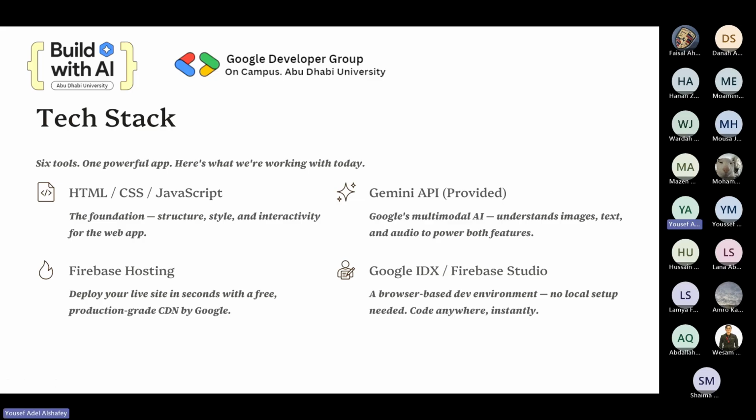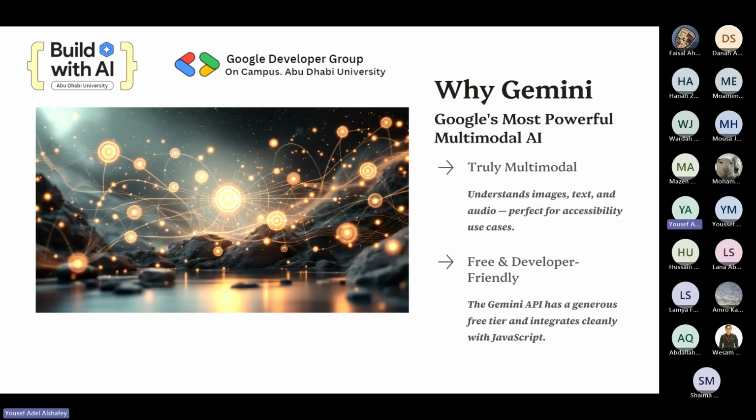Now let's continue. Why Gemini? Gemini is Google's most powerful multimodal AI yet. It understands images, text, and audio, and it's perfect for these accessibility use cases. Also, it's free and developer friendly.